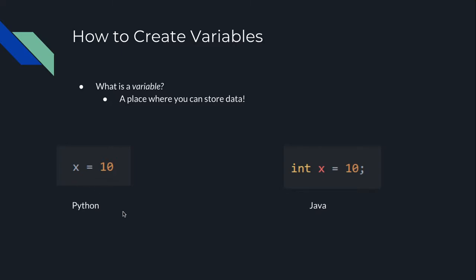So the primary difference between Python and Java is not that different. It's just that in Java you have to state the data type of x, whereas in Python you don't have to do that, and in Java you have to have a semicolon at the end, which is kind of a given.